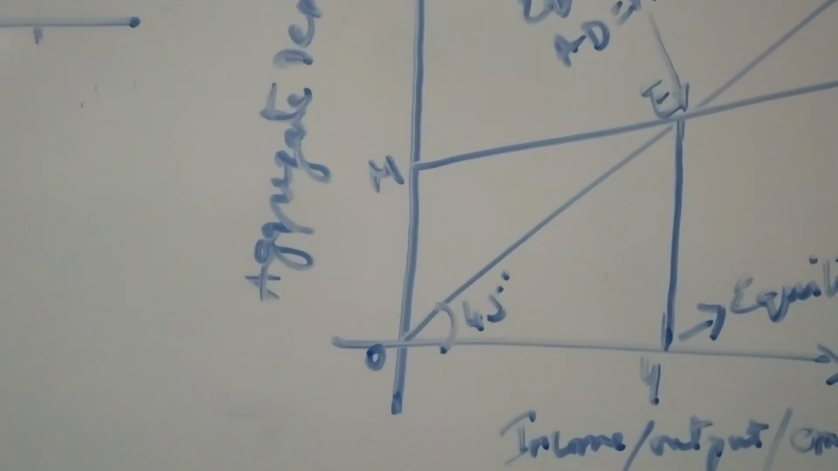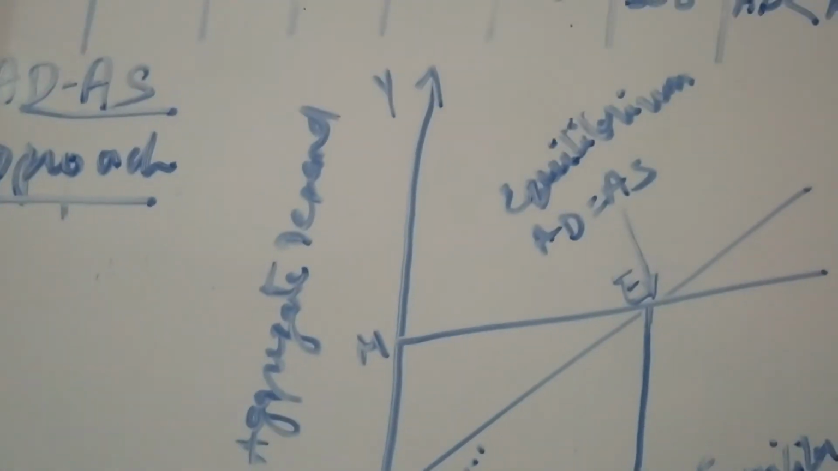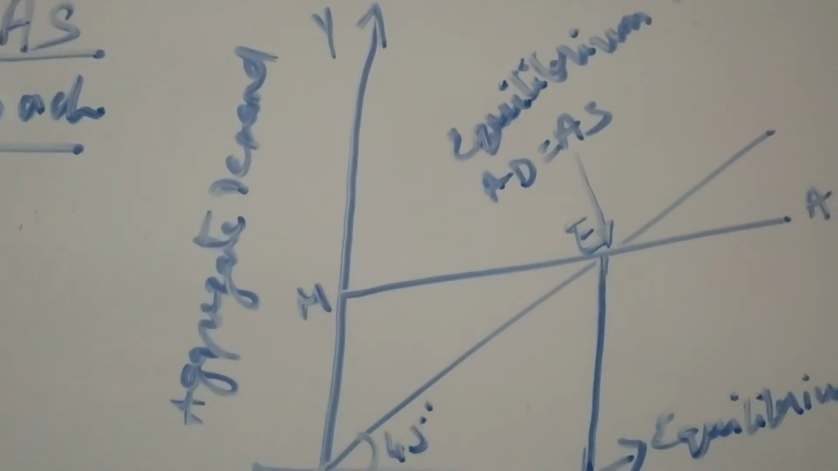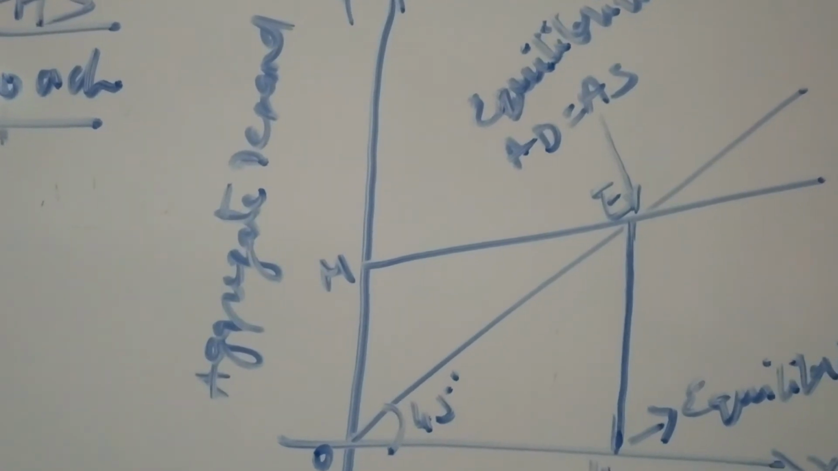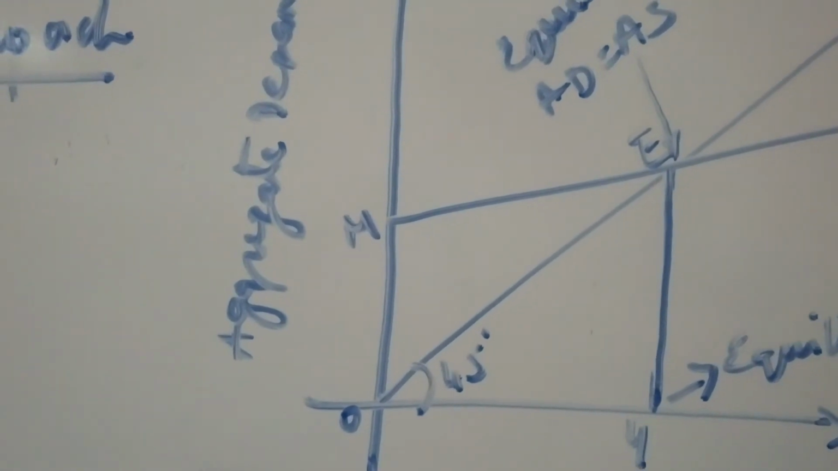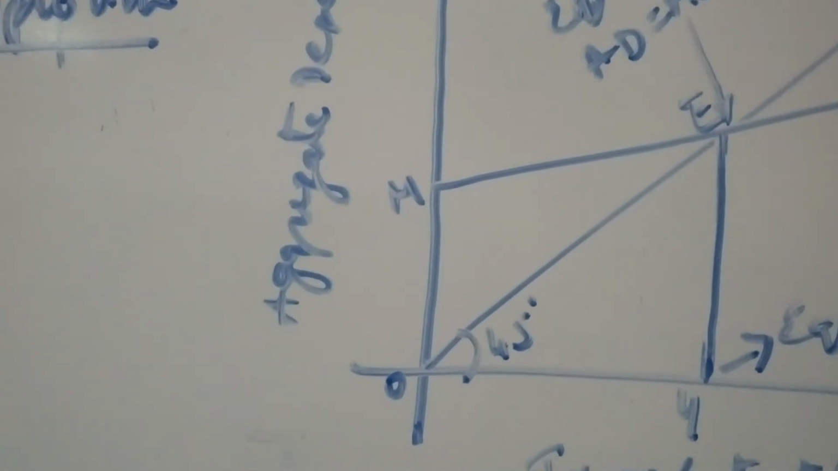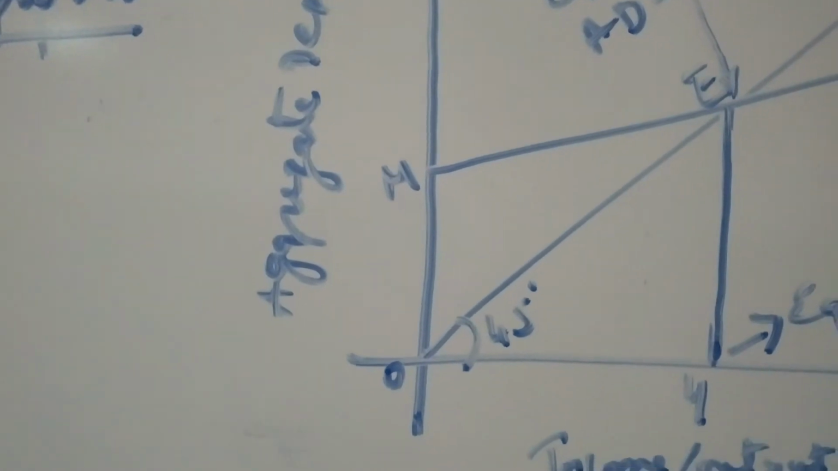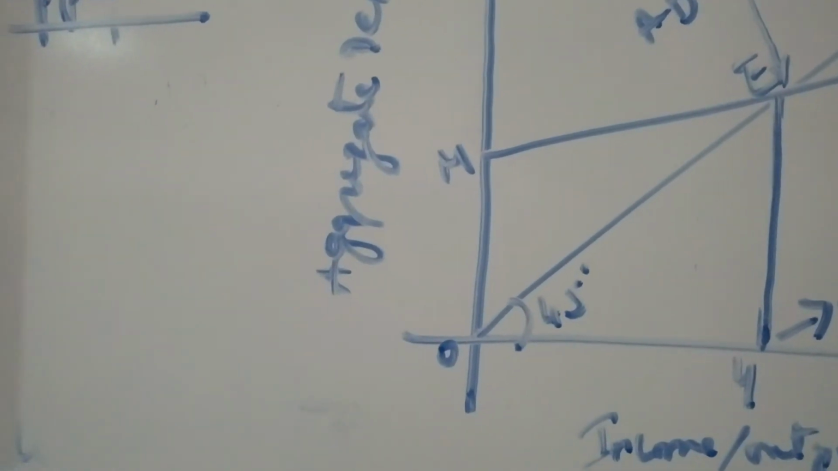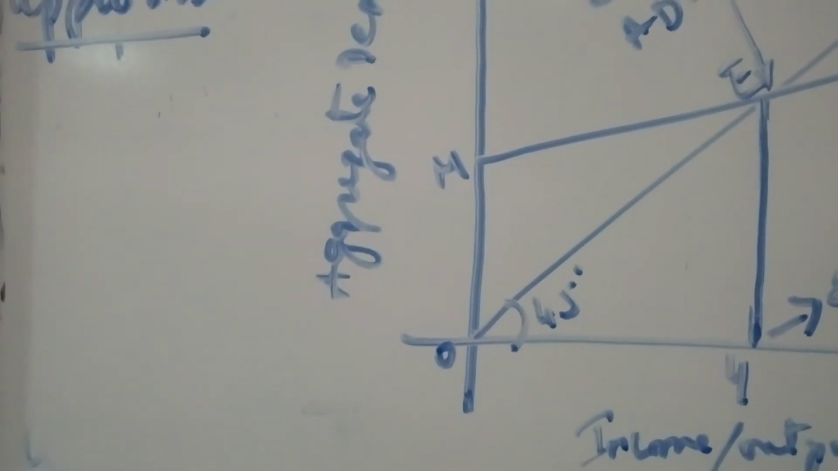So when planned spending, that is AD, is more than planned output, the curve lies above the 45-degree line. That means the consumers and firms would be buying more goods than firms are willing to produce. So the planned inventory would fall below the desired level. So adjustment has to be done by the firms. So they will increase the employment and output until the economy is back at output level OY. So AD becomes equal to AS.